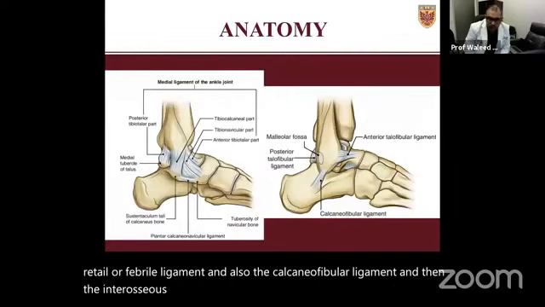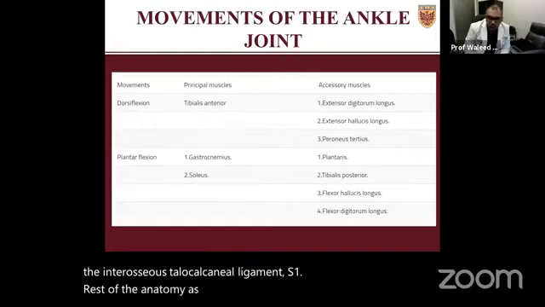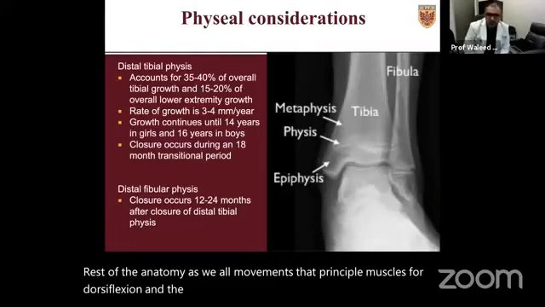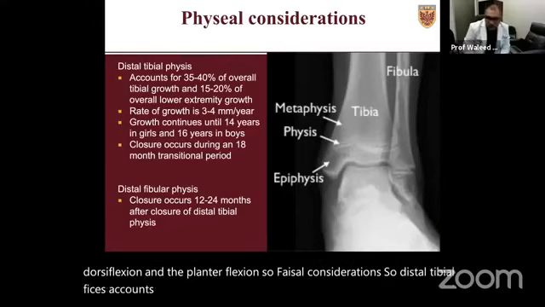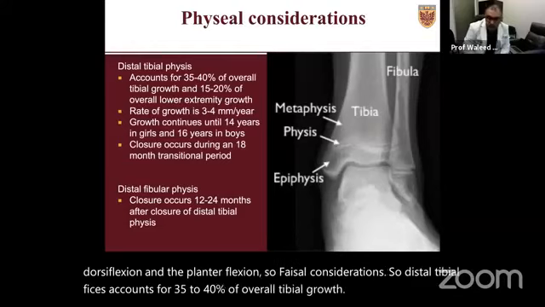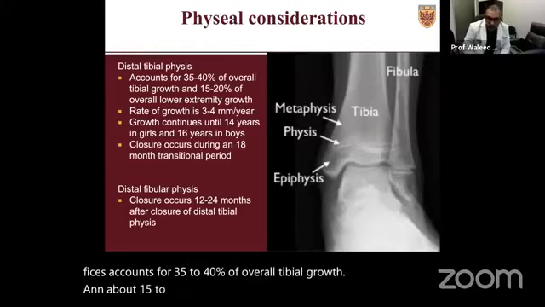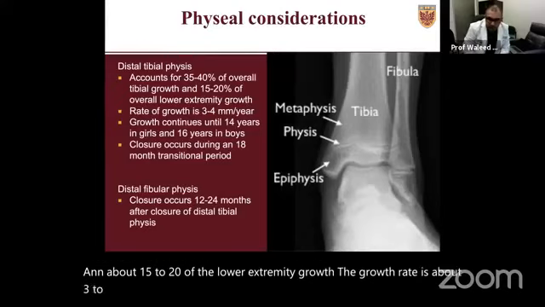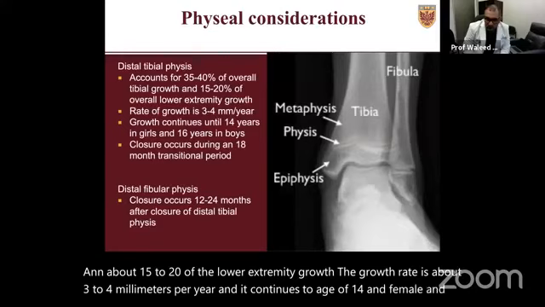The rest of the anatomy, as we all know, is movements, with the principal muscles for dorsiflexion and plantar flexion. Now the physeal considerations: the distal tibial physis accounts for 35 to 40% of overall tibial growth, and about 15 to 20% of the lower extremity growth. The growth rate is about 3 to 4 millimeters per year, and it continues to the age of 14 in females and 16 in males.